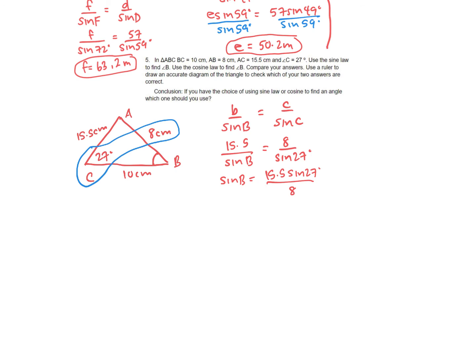Now remember that we want to find the angles, so we'll have to use the inverse function at the end. So I'm just going to do this calculation, 15.5 times sine 27, and then divide that by 8, and we get decimal 0.8796, and then we'll do the inverse sine of that to find the angle. So it works out to be approximately 62 degrees.